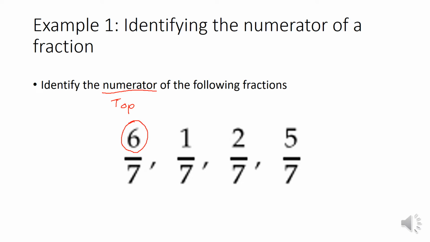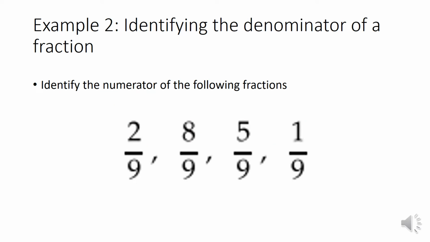Second one, numerator is still at the top, it's just going to be this 1. Third one, numerator is the top of the fraction, so it's just 2. And last one, the numerator of the fraction, the top, so it would be 5. When you know what you're looking for with the numerator, it's really quite straightforward, you're just identifying which one it is. So that's example 1.